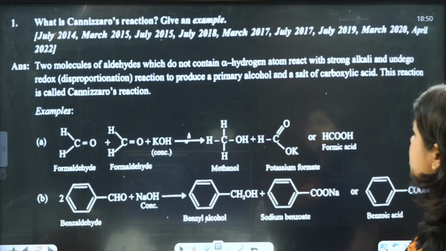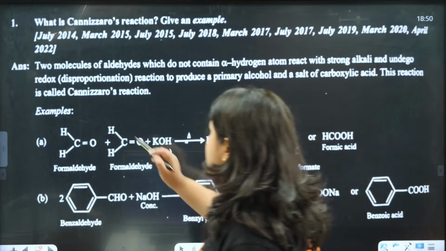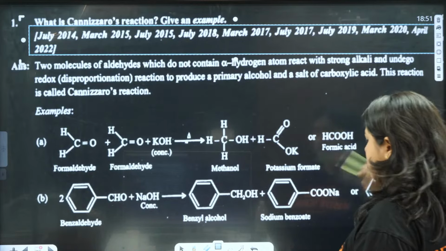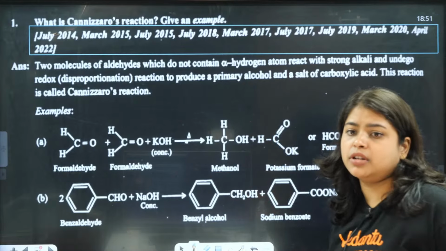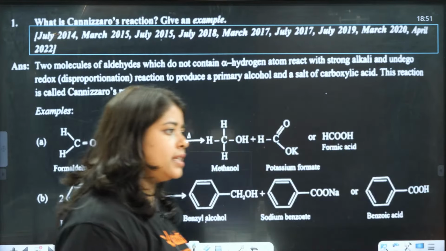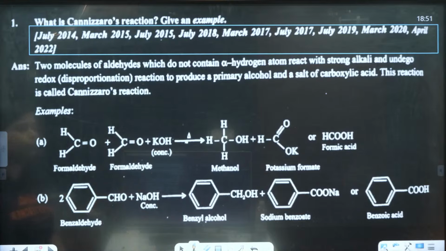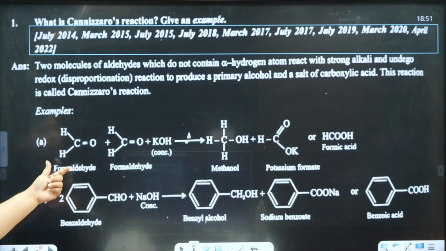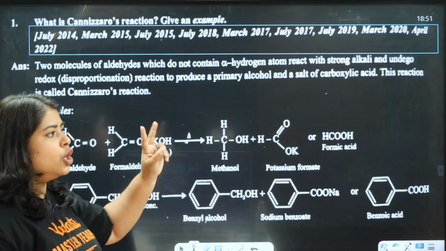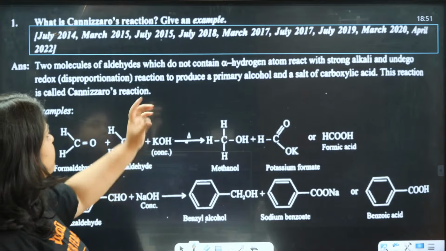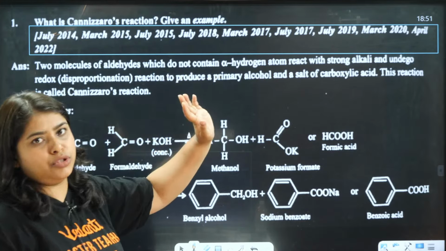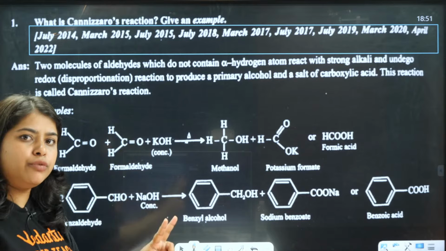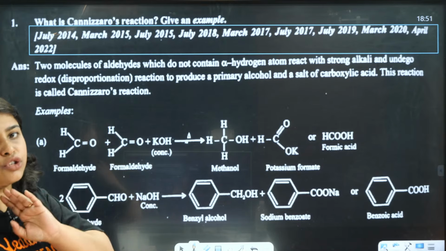Okay, Cannizzaro's reaction is also fixed. Just observe how many times they have asked this question. Cannizzaro's reaction, give reason. You need to take two molecules of aldehydes, one is formaldehyde, one more is formaldehyde. Two molecules of the same aldehyde, which do not contain alpha halogen. Two aldehydes of the same molecule, we are going to take where the alpha halogen should not be present.